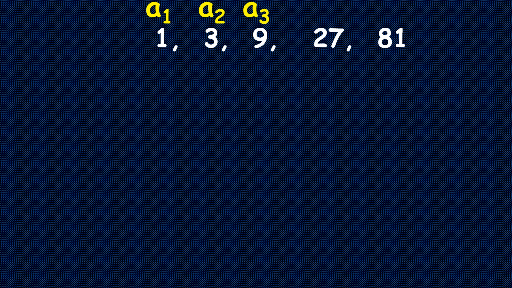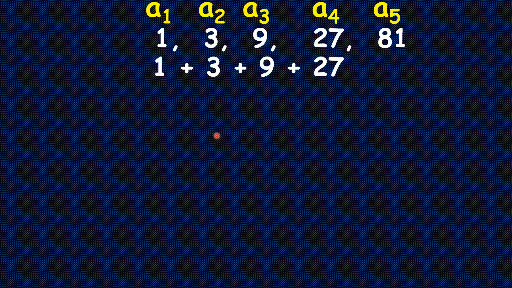So let's look at a quick example of how to find the sum of n terms of this geometric progression. Now, if you look at A1 means term 1, A2 term 2, A3 term 3, A4 term 4, and A5 term 5. Now you see this first set of numbers, there are 5 of them, so it is finite because it is established that there are only 5.